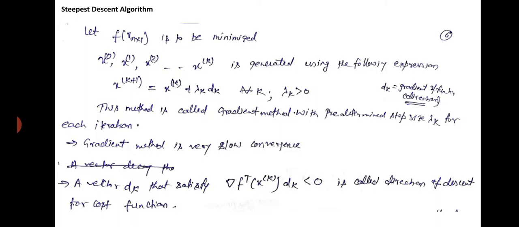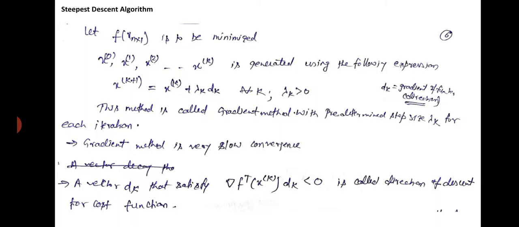How do you calculate that perturbation value? You have to multiply a scalar value with some direction value dk. It means your scalar value should be greater than 0. However, dk is the gradient of the function, that is, the direction function. So this method is called the gradient method, with a predetermined step size lambda k for each iteration.